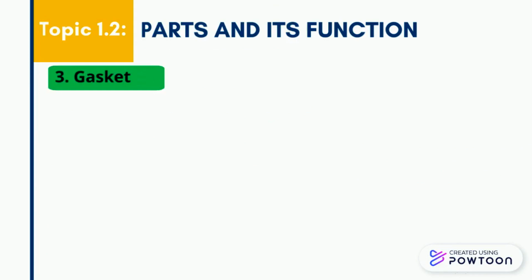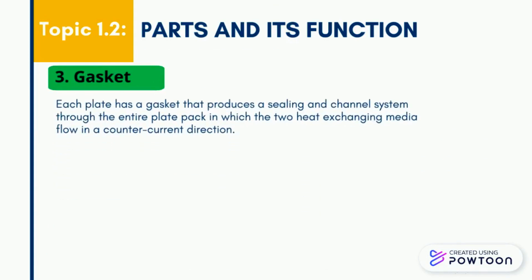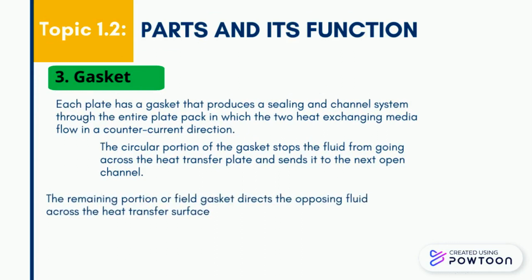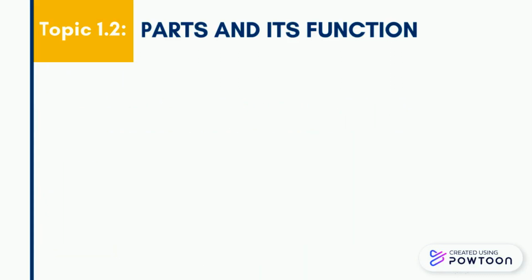3. Gasket. Each plate has a gasket that produces a sealing and channel system through the entire plate pack in which the two heat exchanging media flow in a counter-current direction. The circular portion of the gasket stops the fluid from going across the heat transfer plate and sends it to the next open channel. The remaining portion of the gasket directs the opposing fluid across the heat transfer surface.